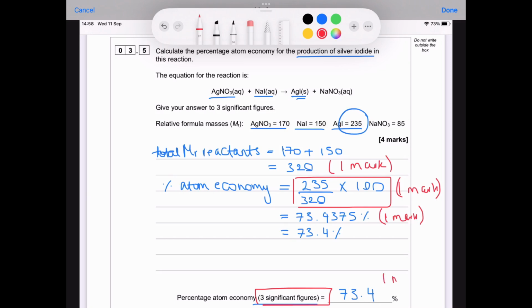So this is a nice and easy 4 marks if you can remember the general formula of working out atom economy for your exam.